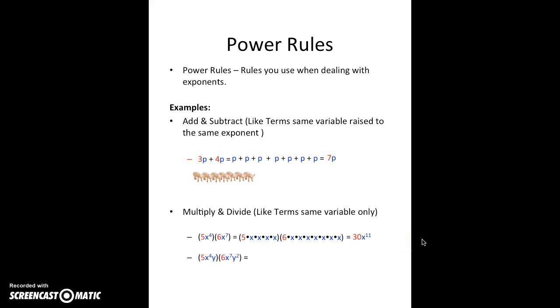One more example with multiplication. This time we're going to throw in another variable here, y, just so you can see what it looks like when dealing with like terms with multiplication. So the rest of it, 5x to the 4th times y, 6x to the 7th times y squared, what do we get? Again, let's factor this out or break these terms down a bit. And if you notice, again, we have 5 times x times x times x times x times y. And then 6 times all these x's times y times y.